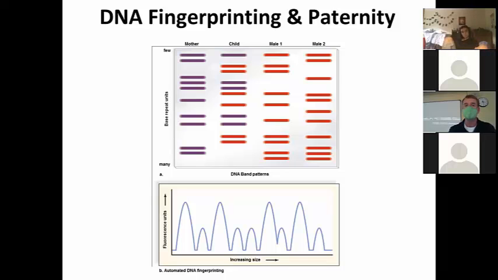So what we see is that we have a mother, we have a child, and then we have 2 potential fathers. And so in this case, we can interpret this in the following manner, Ethan. So the child, the bands that they possess must have come from either the mother or the father. So clearly in this case, who's the father? Male 1 or male 2? Male 1 is exactly right.